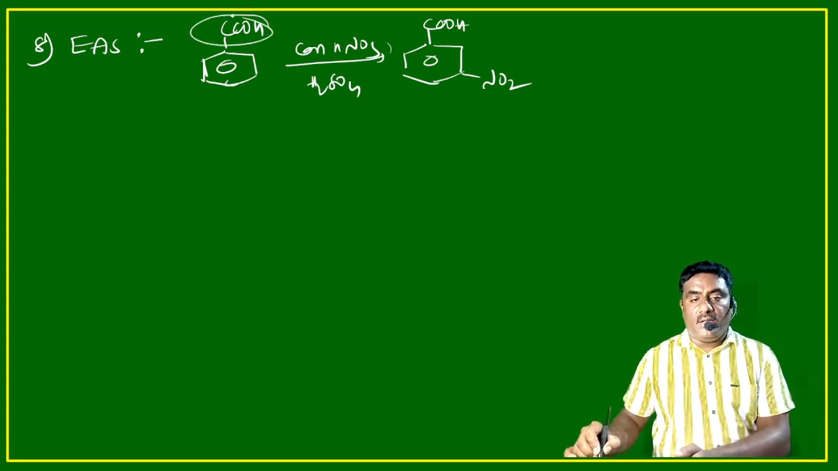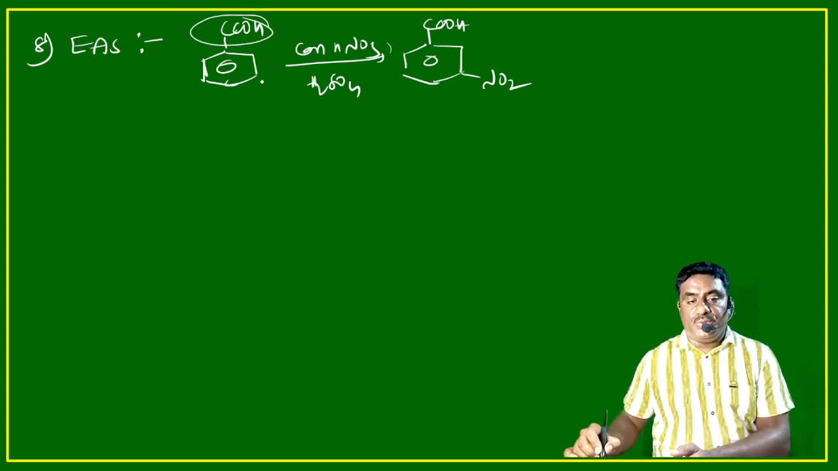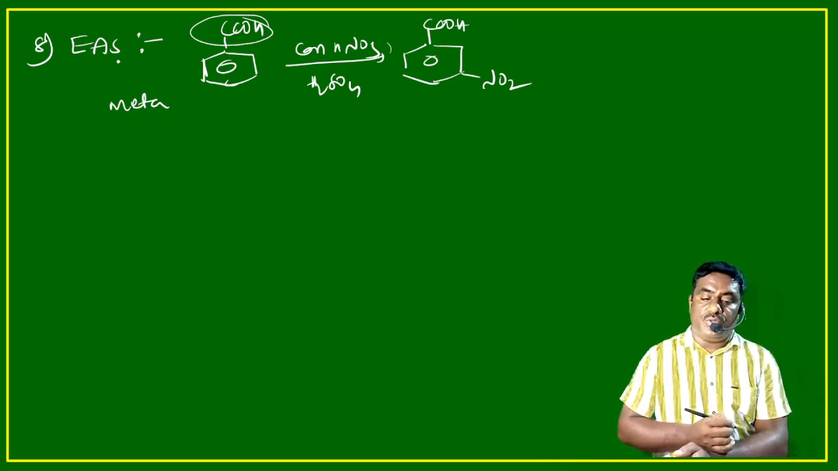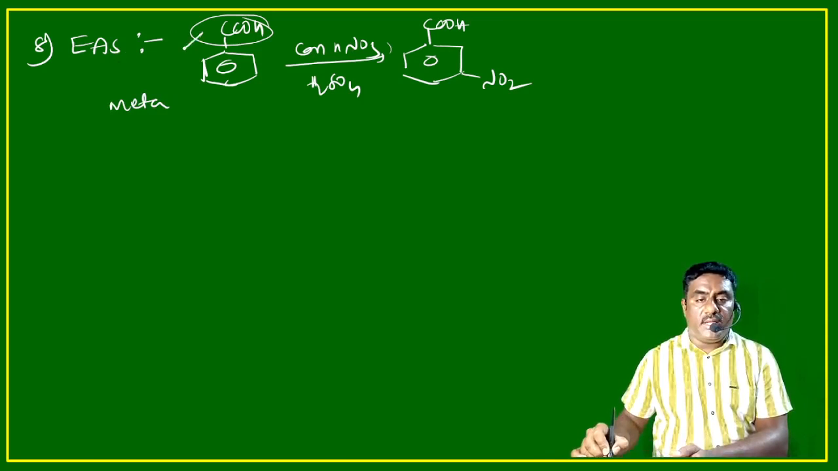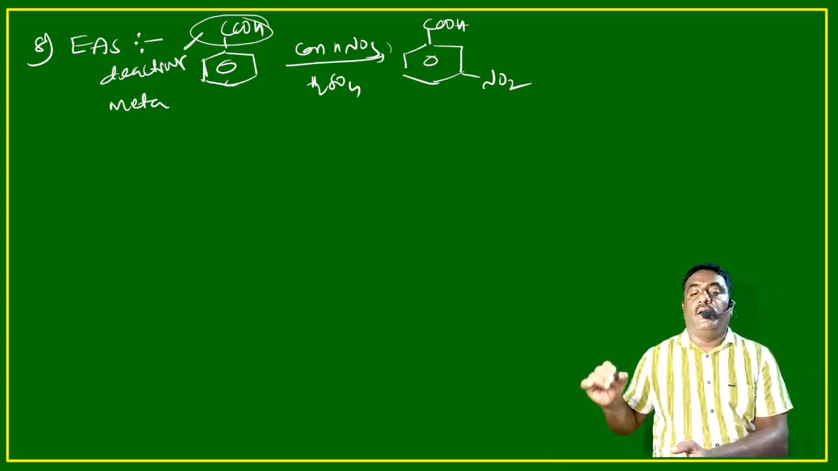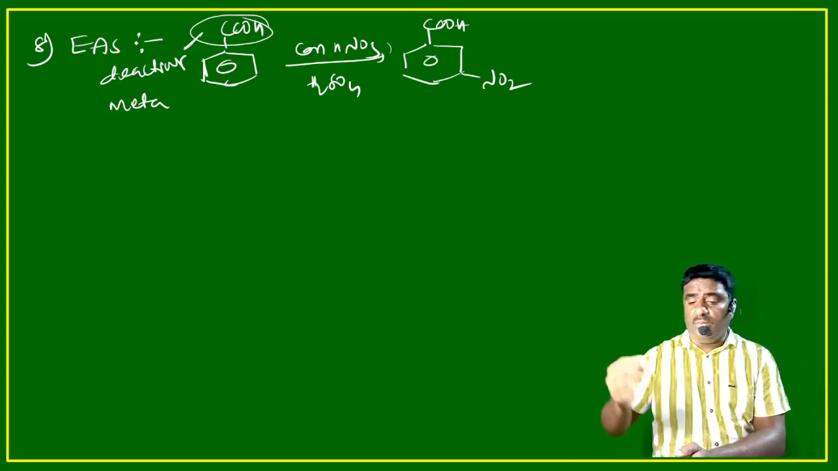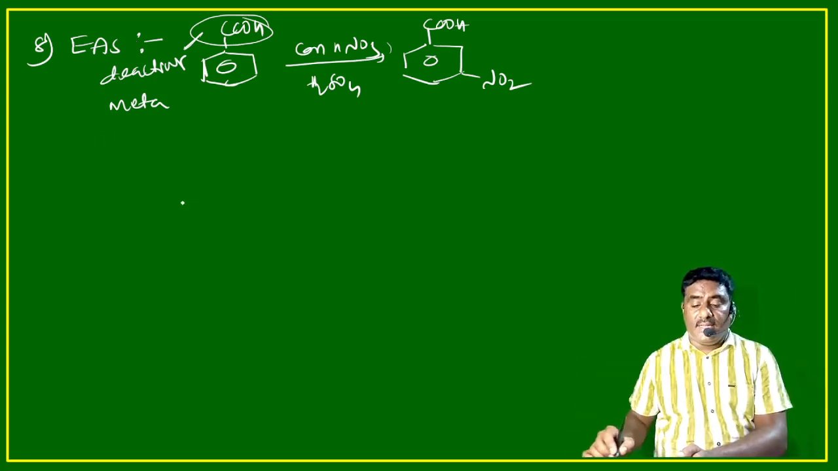The carboxylic acid is a deactivating group, so it substitutes at the meta position. It substitutes at what position? Meta position, because the carboxylic acid group is a ring deactivating group. So it attacks at the meta position. See, have a look at the next example.